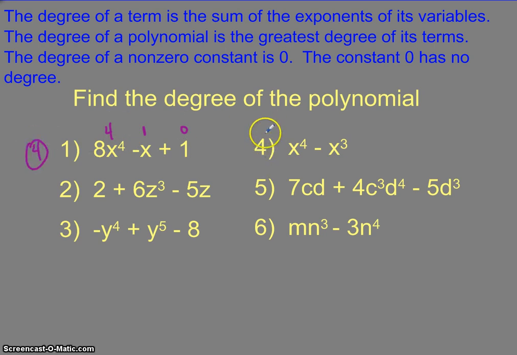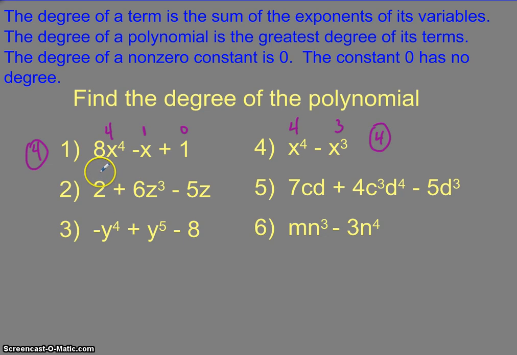And that's it. There's no real work here to do. You're just looking at each term. This term has a degree of 4. This term has a degree of 3. Looking at the exponents, it doesn't matter about the negative. I'm not concerned about that. I'm just looking at exponents. So the degree of the whole polynomial is 4.